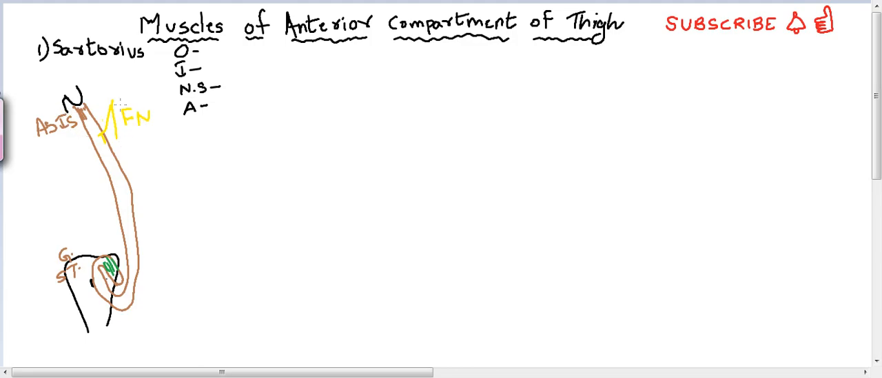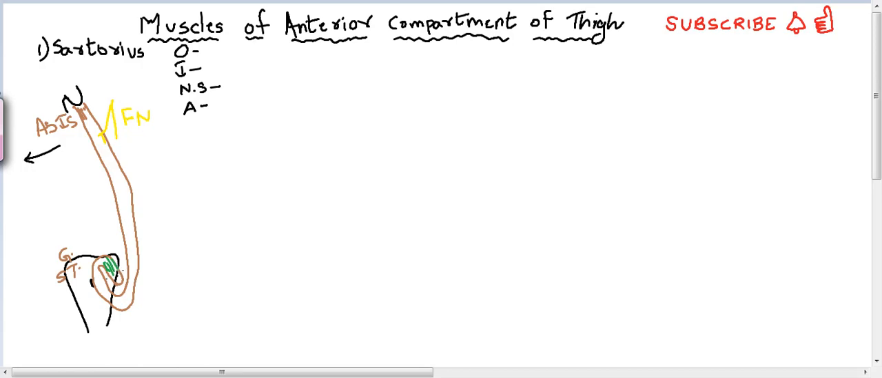To understand the action, we should know that over here the Sartorius is on the lateral aspect of the thigh, so it can cause abduction of the thigh, movement away from the midline. So abduction of the thigh and lateral rotation of the thigh.